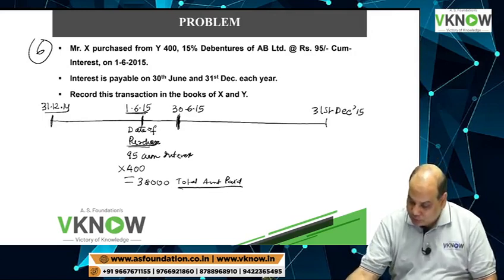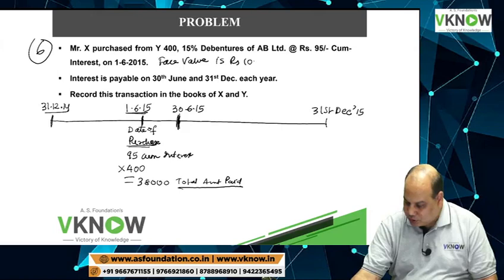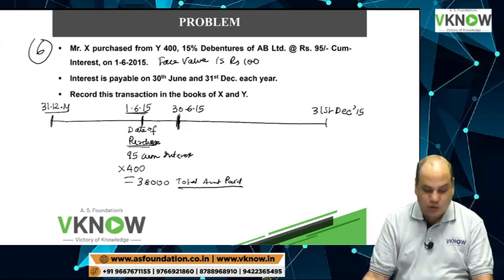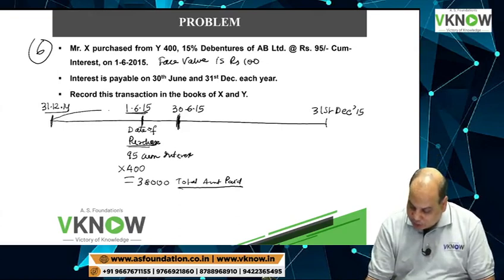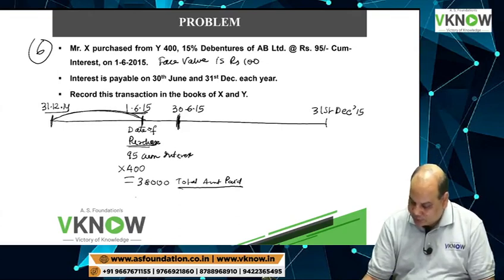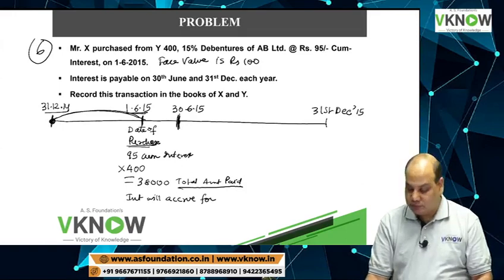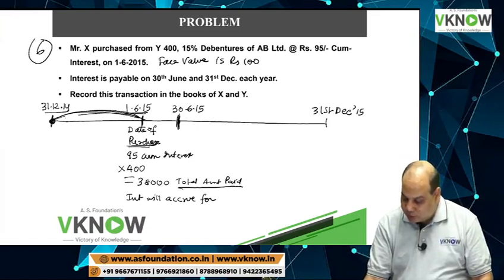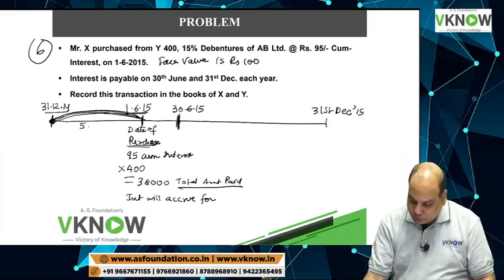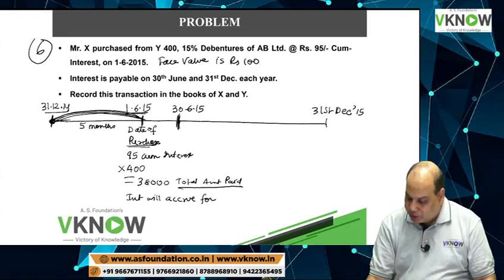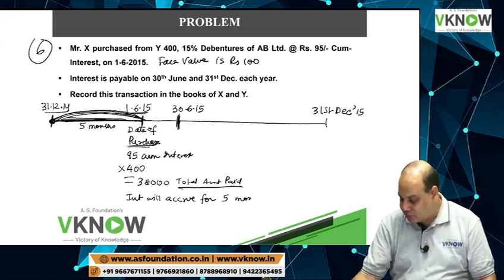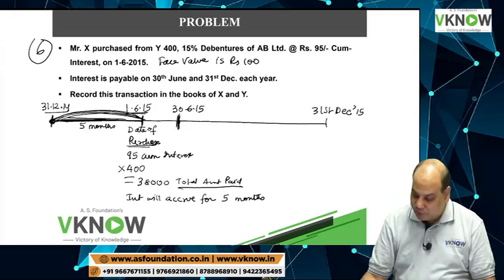Now in this question, you write down one thing which is not printed clearly. Face value is rupees 100. Please write down face value is rupees 100. Interest will accrue for how many months? Last interest was paid on 31st December. The transaction is happening on 1st of June. So interest will accrue for the period from 1st January to 1st June, that is 5 months. Interest will accrue for 5 months.